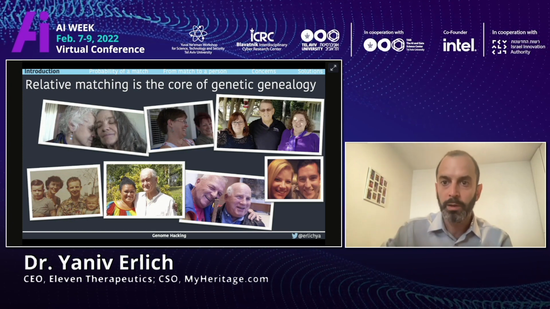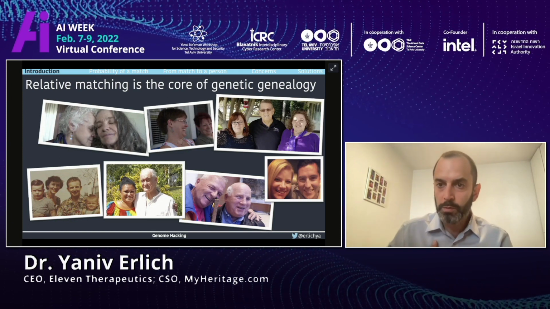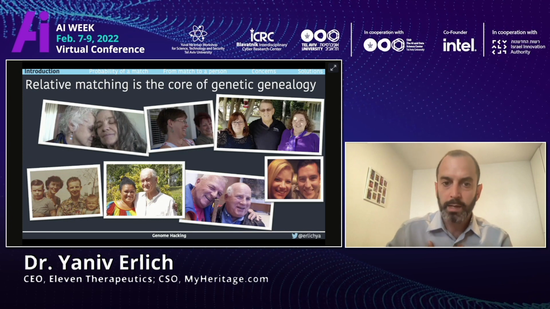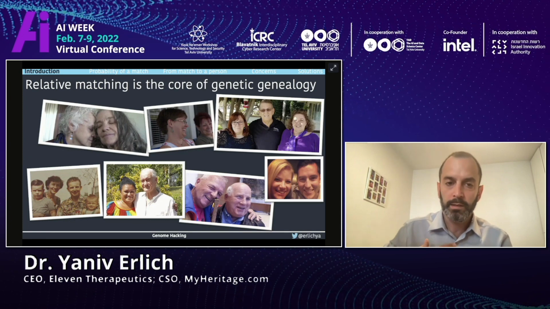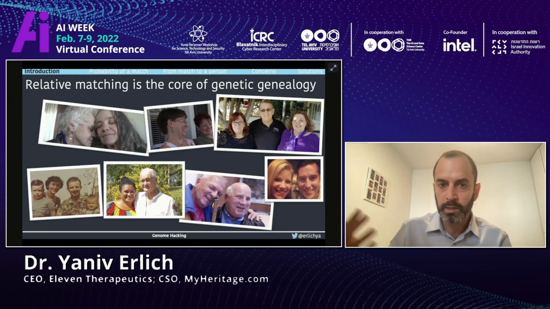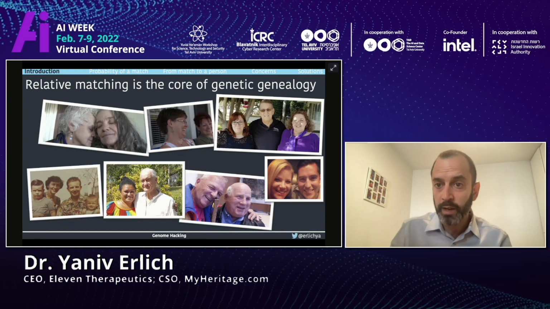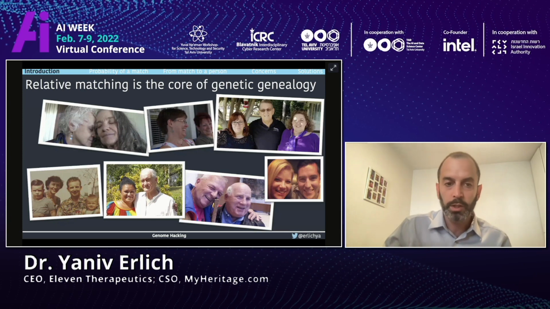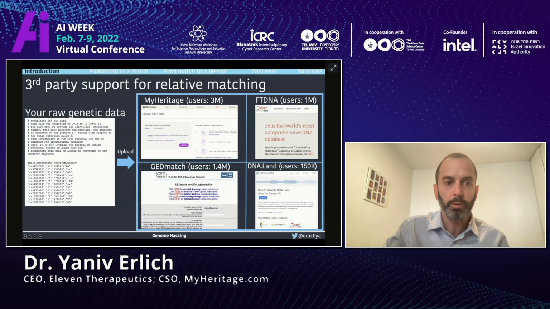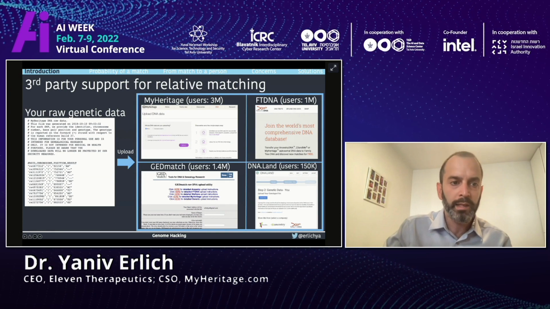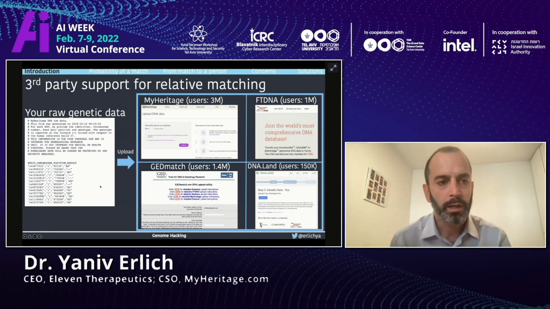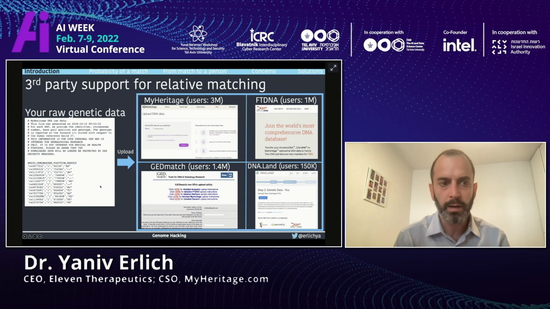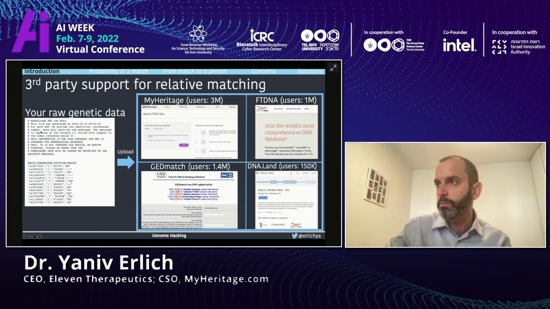Now, there is one problem. If you take a test with company A and I take a test with company B and we don't end up in the same database, we might not find each other, right? So basically each company creates a kind of silo. So the genetic genealogy community solved this problem by letting individuals upload their raw genetic data, which is just a file, right? Your file with the results of your genome.